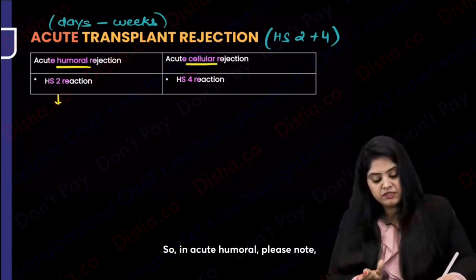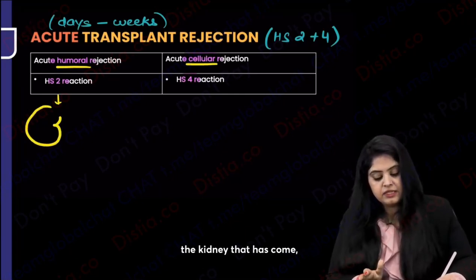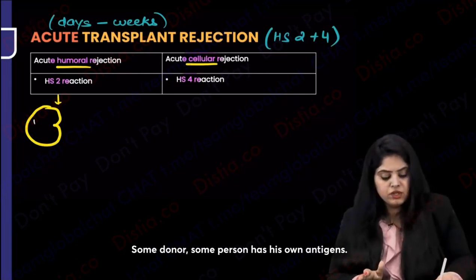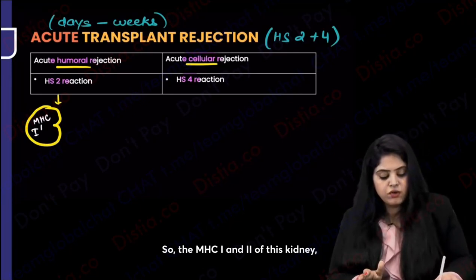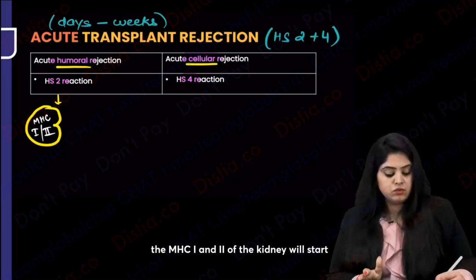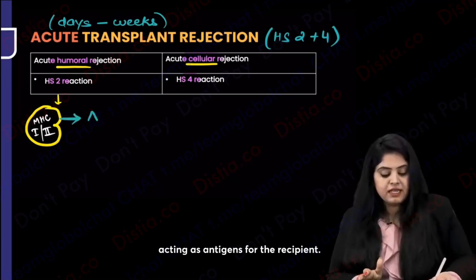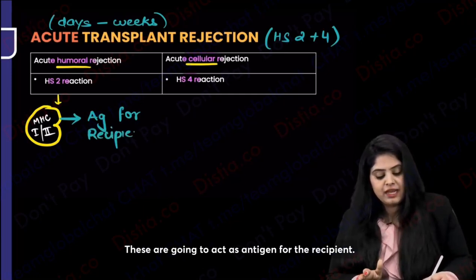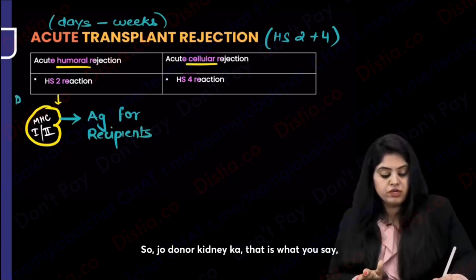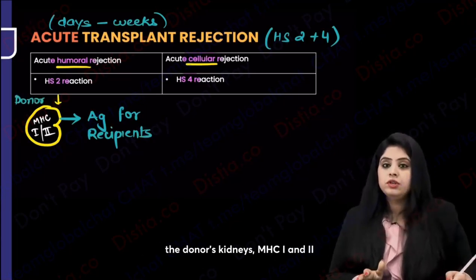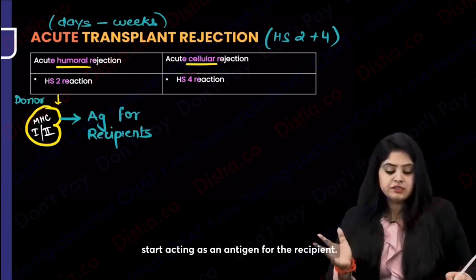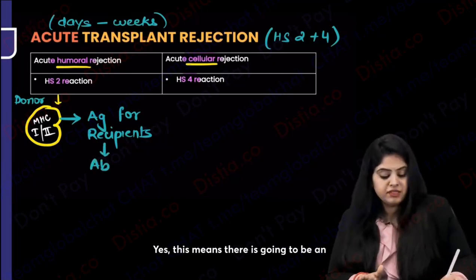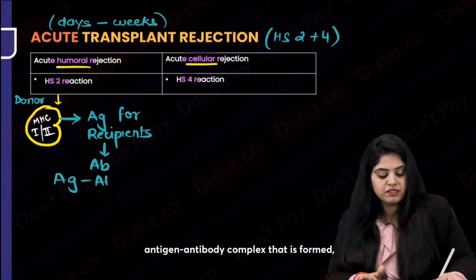So in acute humoral, please note the kidney that has come. Will that have its own antigen? Some donor, some person has his own antigens. So the MHC 1 and 2 of this kidney will start acting as antigens for the recipient. So the donor kidney's MHC 1 and 2 start acting as an antigen for the recipient. Will you start making antibodies? Yes, this means there is going to be an antigen-antibody complex that is formed.